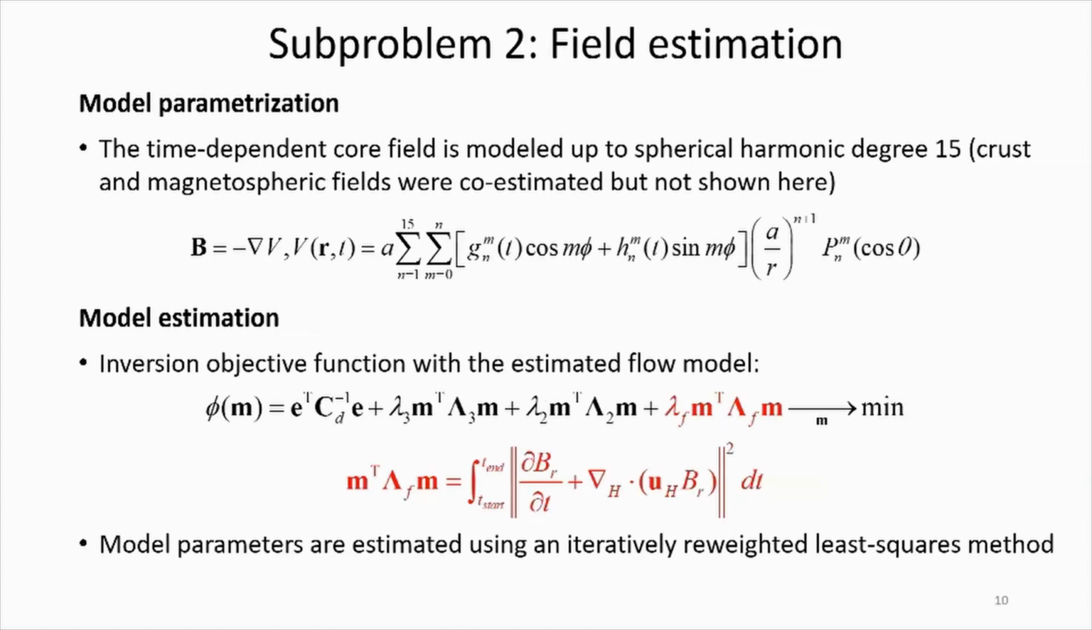For subproblem 2, the field estimation with induction equation constraints, we parameterize the time-dependent core field using spherical harmonics up to degree 15. We also co-estimate the crustal and magnetospheric fields, but we will not show the results for these two fields. The inversion objective function with the estimated flow is written here, and the model parameters are estimated using an iterative least squares method.